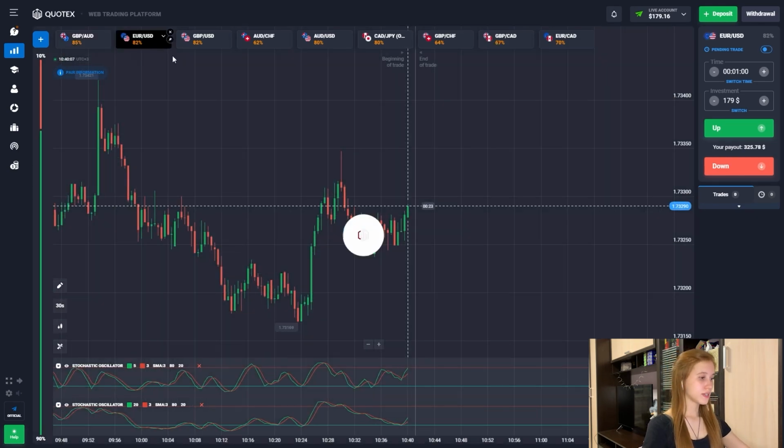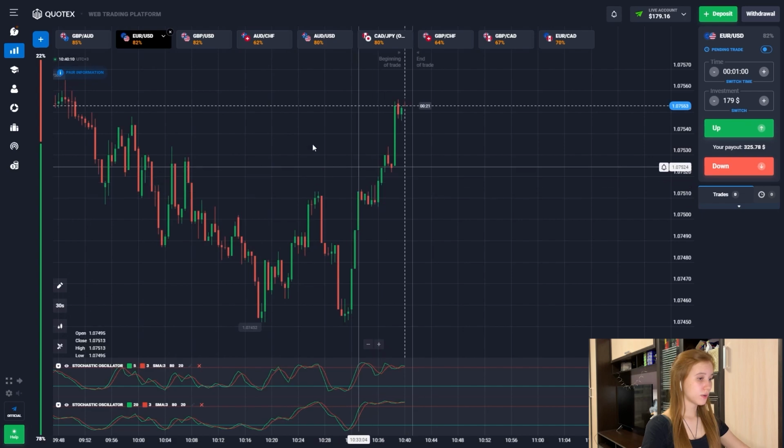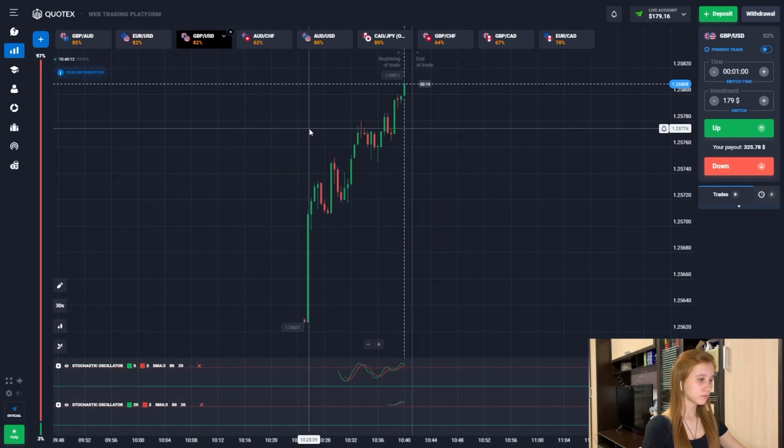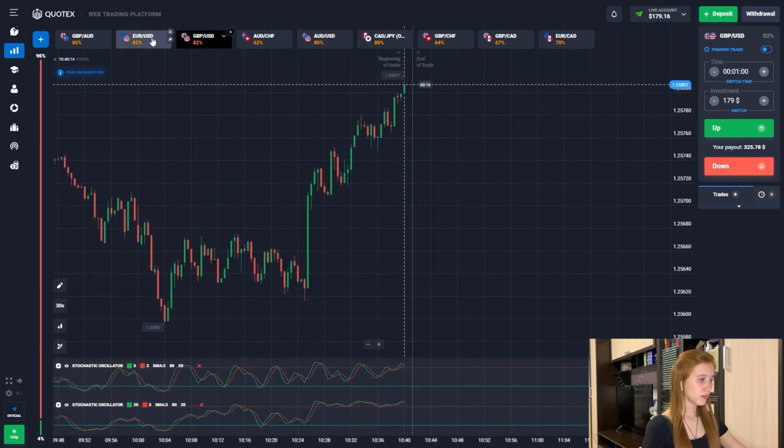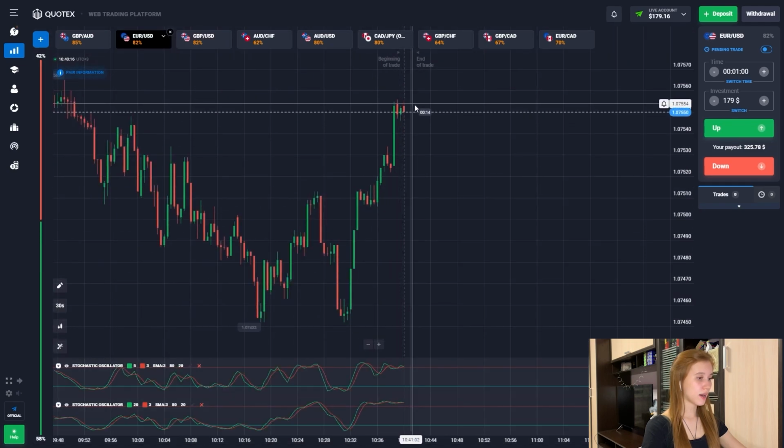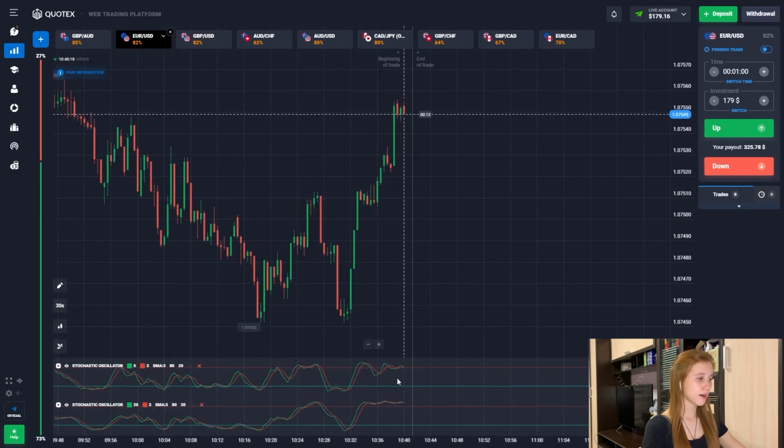Here we didn't make it in time, it was necessary to go up, it's okay. We'll look for another signal. Here we see that the price goes to its maximum point.